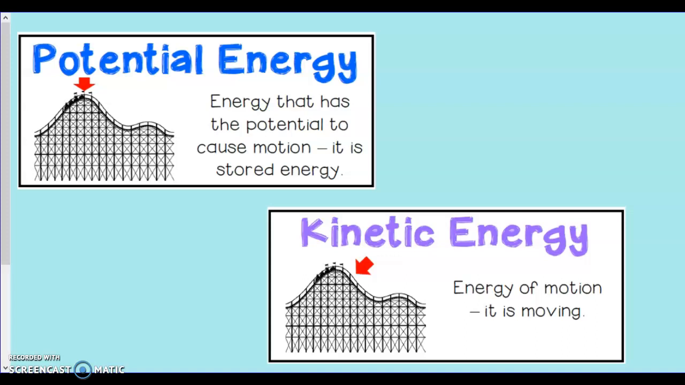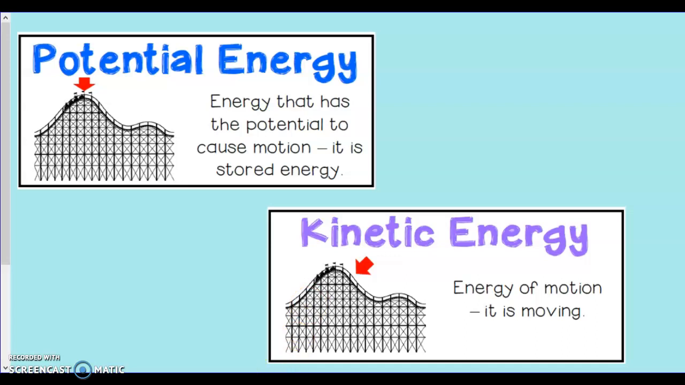It's stored energy. In the video, you saw the lady holding the ball in her hand. The ball had potential energy at that point. But then as soon as she dropped it and it started moving, that was kinetic energy. That was the energy of motion because it was moving. And if you look at the roller coaster example here, if you've been on a roller coaster, you know when you get to the top of a big hill, it kind of pauses just for a second before it starts going downhill really fast. So potential energy is energy that has the potential to cause motion and it's stored. Kinetic is when something is moving.